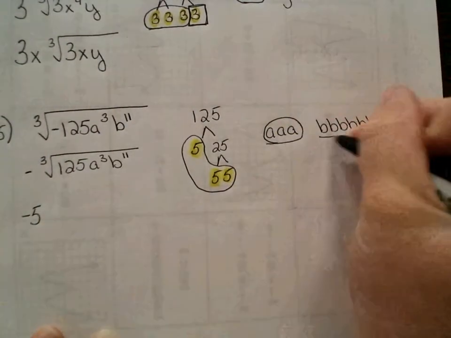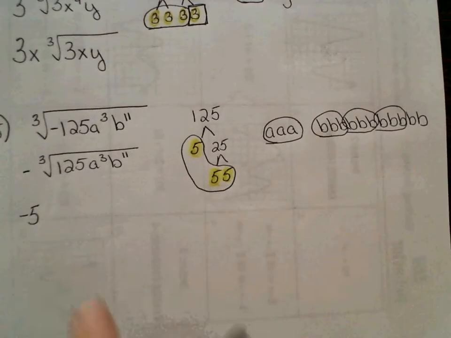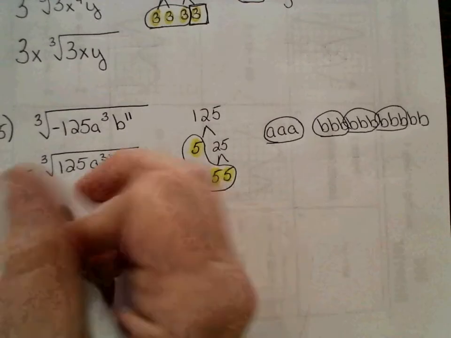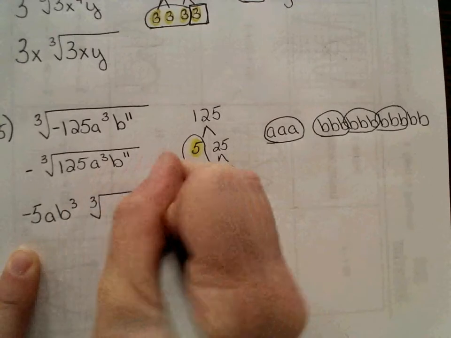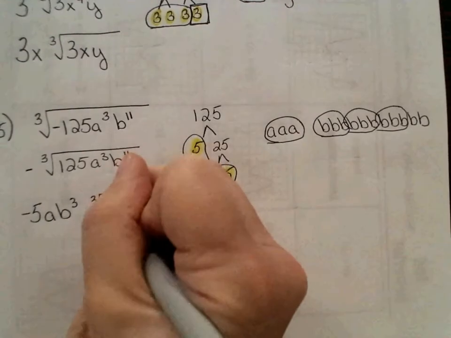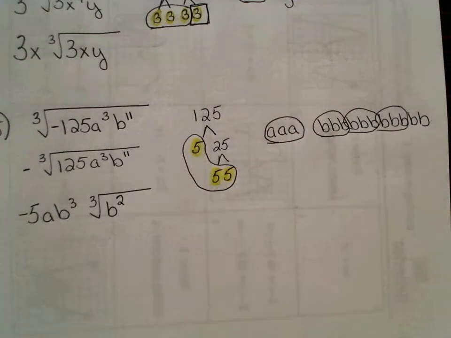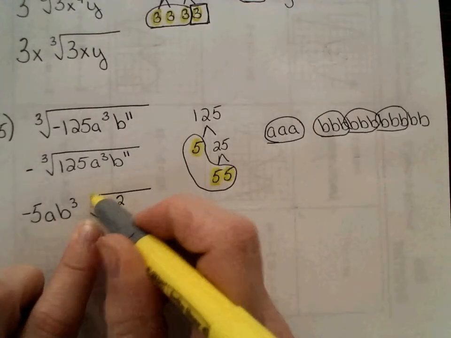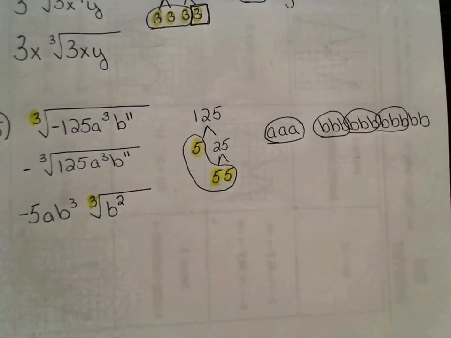Okay, so I can make how many groups of A's? One. How many groups of B's? Three. Okay, so what's going to go out here with our negative 5? An A, and then B cubed, and then the cube root, and what's left on the inside? Two B's, so B squared. So you still would put cubed in the cube root. Yes. And that's what I was saying on Monday. I always forget to keep that root index. I drop it all the time, and it's a bad habit that I have.